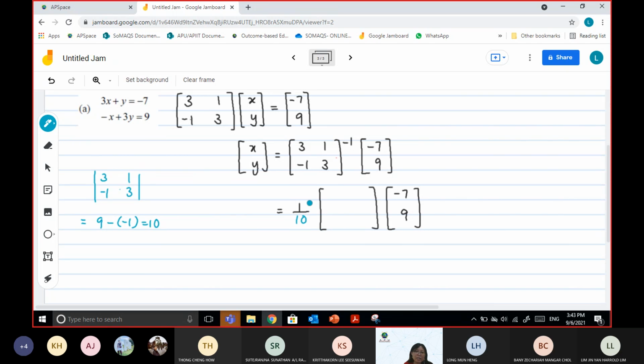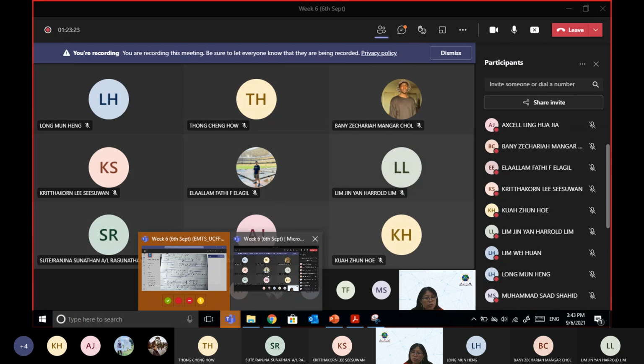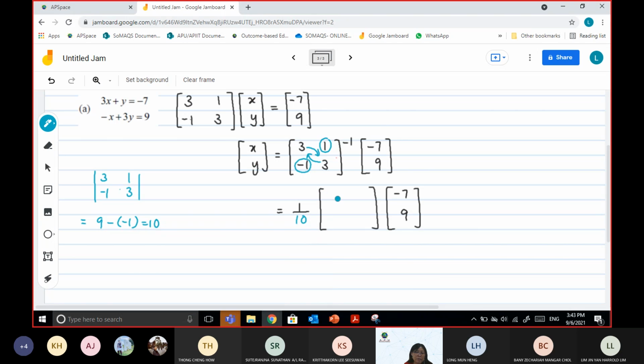Next, how about the adjoint of the matrix? Remember we need to swap these two values, but after swapping it's still the same. Then we need to inverse the sign. Can I have a student give me the adjoint of the matrix? Manheng, what should I write? 3 and negative 1. Then? 1 and 3. 1 and 3, correct. Thank you. For the next part, don't bring in the determinant first. Let's get the multiplication of these two matrices. We bring in the determinant last, which will be easier to solve.